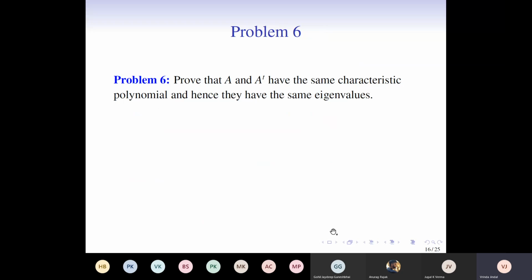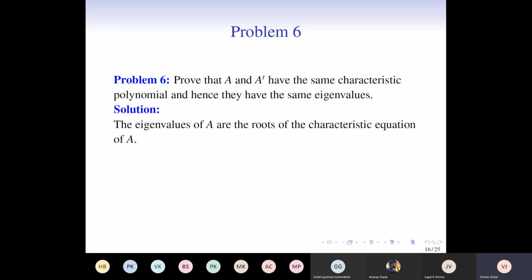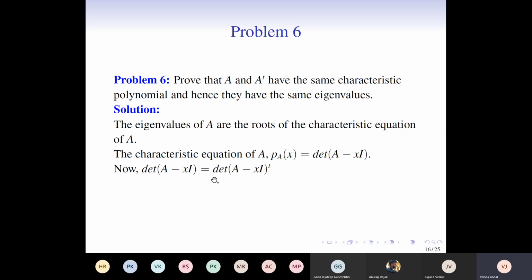Problem 6 is similar to part of problem number 3 that we have proved earlier, so I'll just quickly go over it again. We have to prove that A and A transpose have the same characteristic polynomial and hence the same equation. The eigenvalues of A are the roots of the characteristic equation of A. The characteristic polynomial of A is the determinant of A minus xI, if we choose to call the variable x.